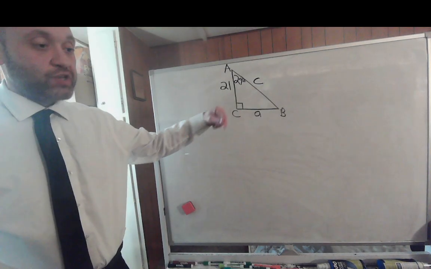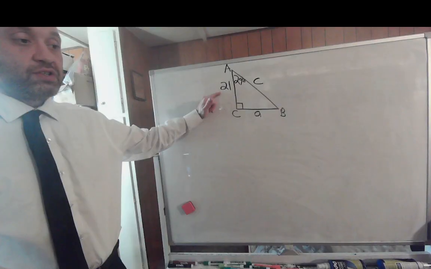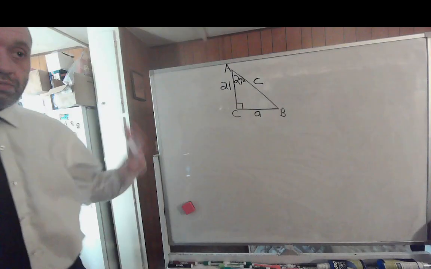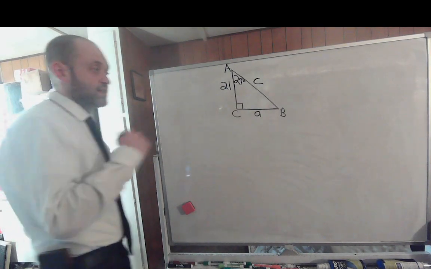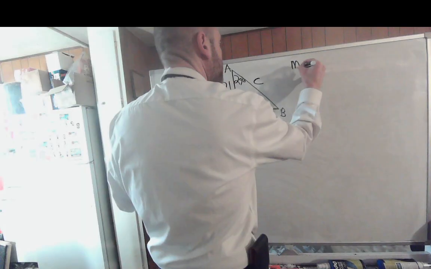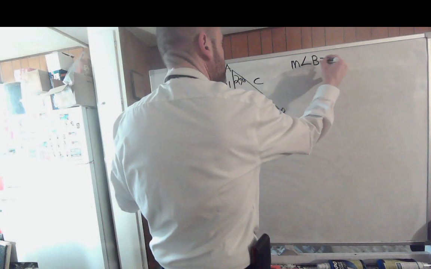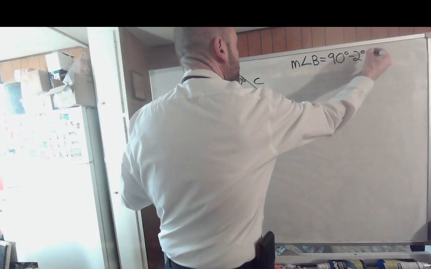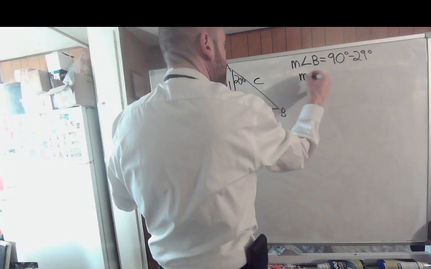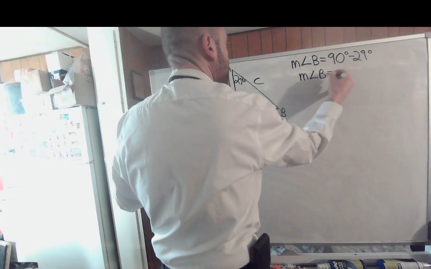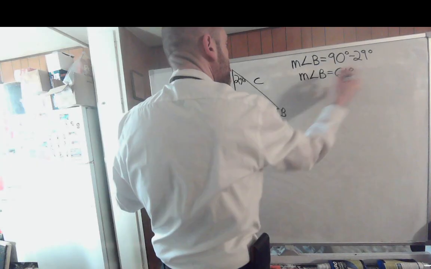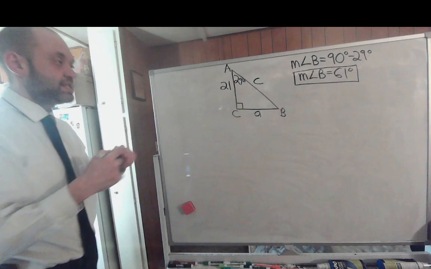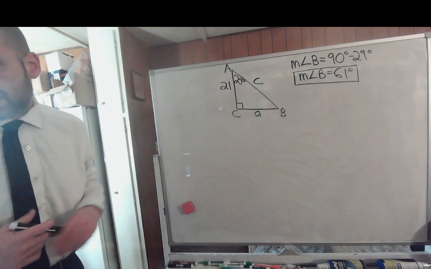Of course, it's a right triangle. Side B has a length of 21. We don't know angle B or sides A and C. Well, angle B is the easiest thing to find. To find angle B, all we have to do is subtract 29 from 90. So 90 degrees minus 29 degrees would have to mean that the measure of angle B would equal 61 degrees. So now we found the measure of angle B to be 61 degrees, okay?